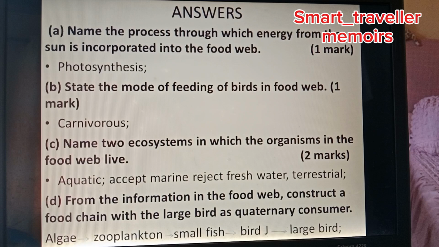No, I beg your pardon, guys. Algae is the producer. Zooplankton is the primary consumer. Small fish is the secondary consumer. Bird J is the tertiary consumer, and therefore large bird is the quaternary consumer. Remember, we always start with producers.